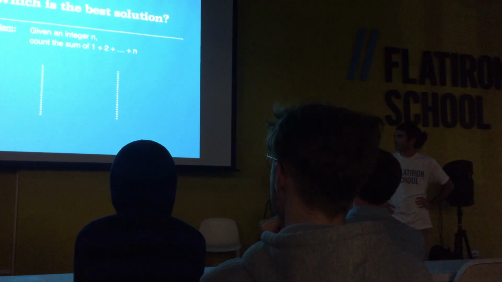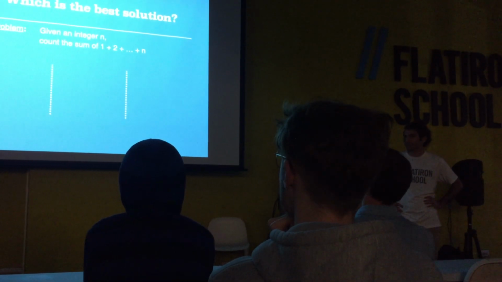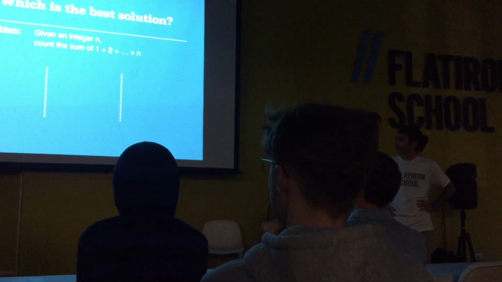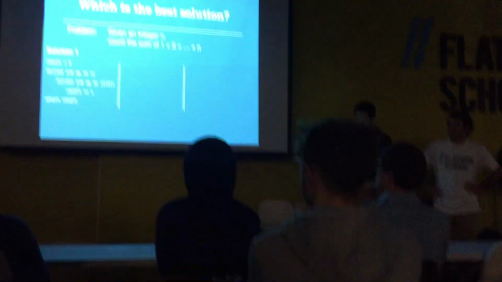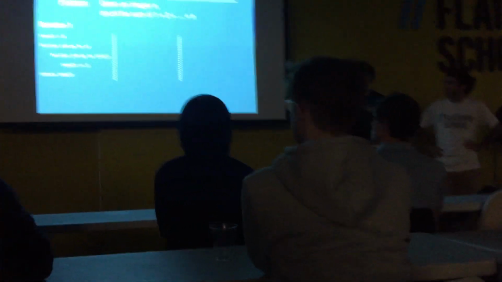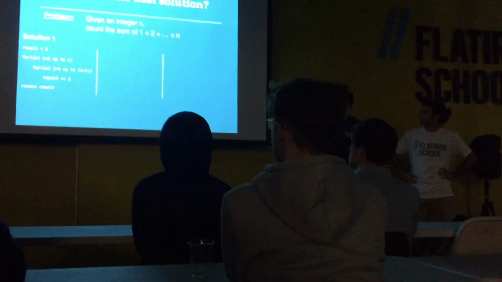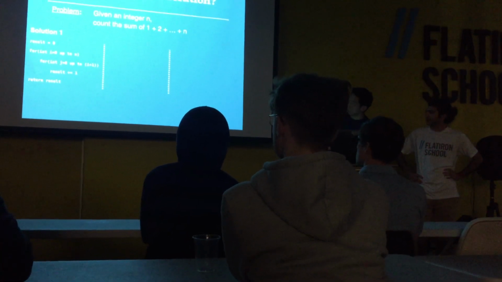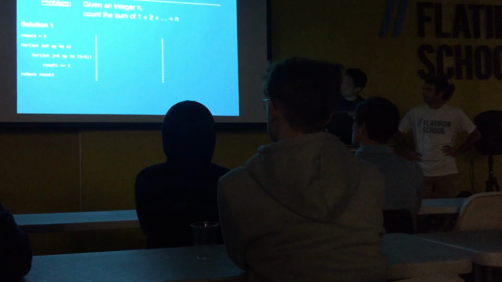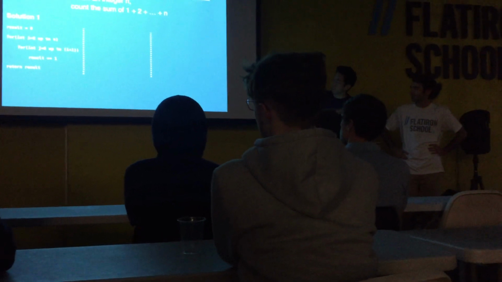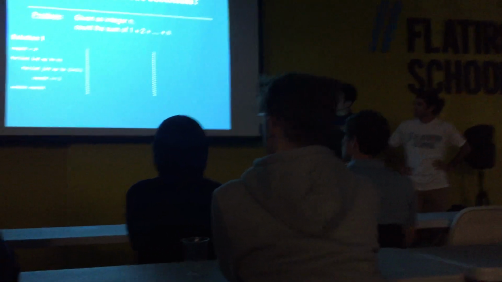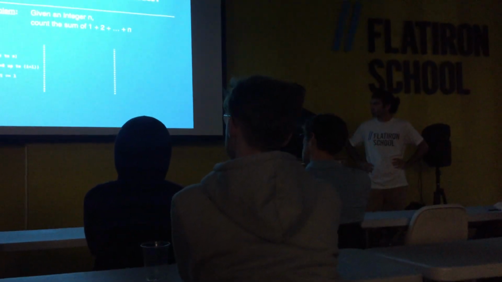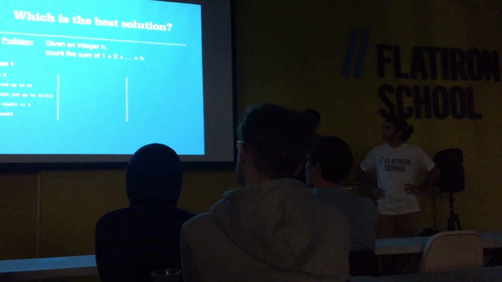n is 4 would be like 1 plus 2 plus 3 plus 4. Here's solution number 1. So we're going to use a nested for loop. And the way that it works is that if n is 4, on the very last loop, we would do the inner loop 5 times, because we can see that I is I plus 1, so it goes up to 5. So this is an okay solution.